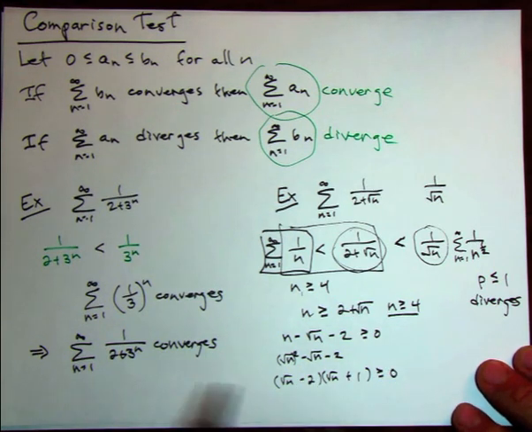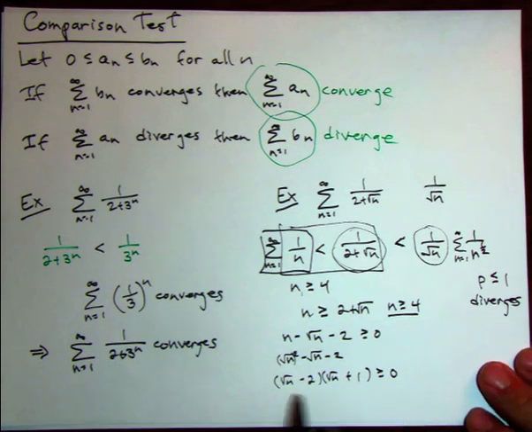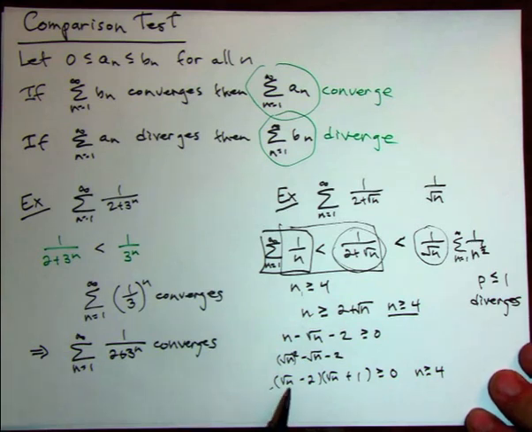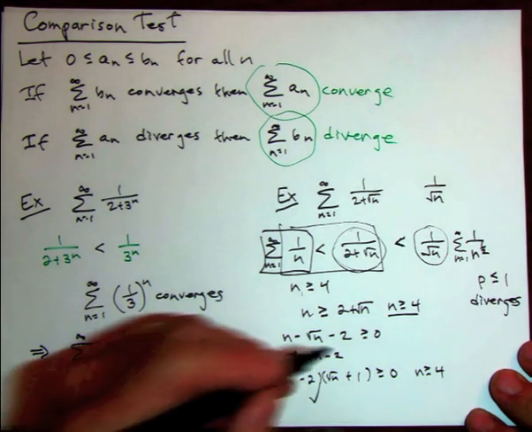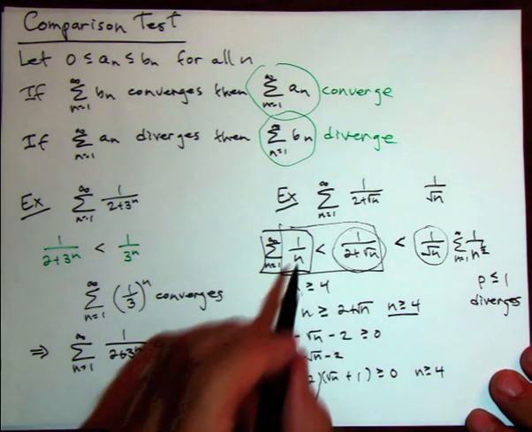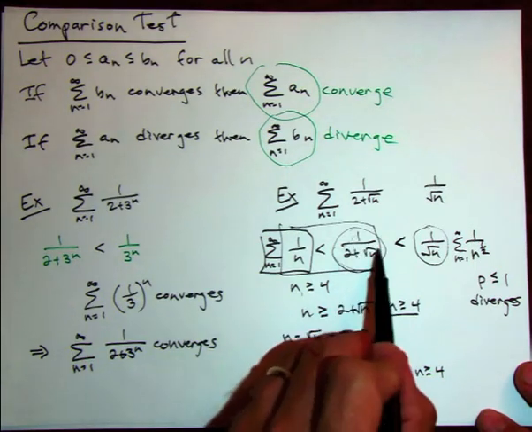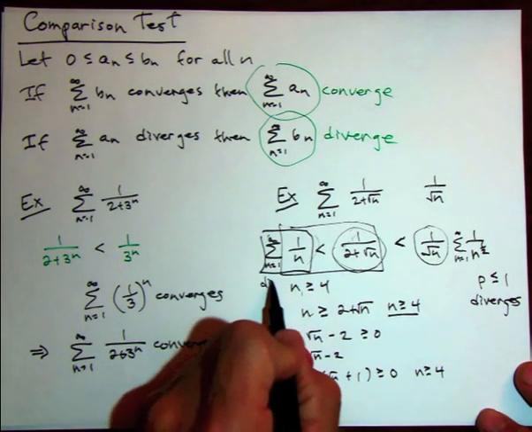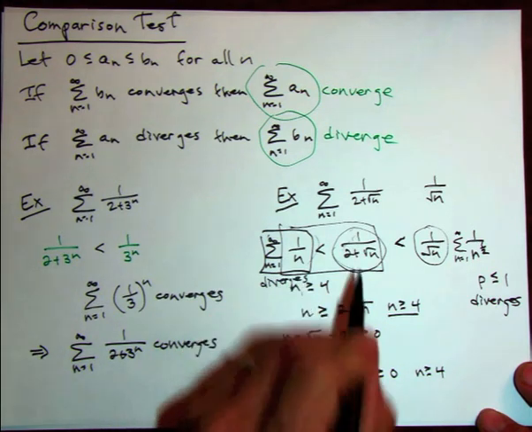Well, again, we're looking at when n is greater than or equal to 4. Is this inequality always true? So when n equals 4, that's 0, and that's positive. For anything greater than 4, that's positive, and that's positive, so this will be true. So we've shown that. Therefore, since the terms of this series are larger than the terms of this series, and this one diverges, then we know that this one diverges.